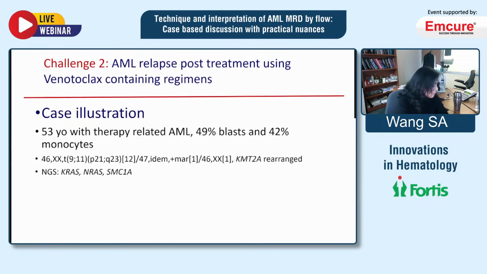Now we talk about challenge number 2. The venetoclax treatment regimen is now widely used for AML patients, but it also affects AML relapse. I'm going to show 2 examples. This is a 53-year-old patient with KMT2A rearrangement, and NGS also showed KRAS and RAS mutations.